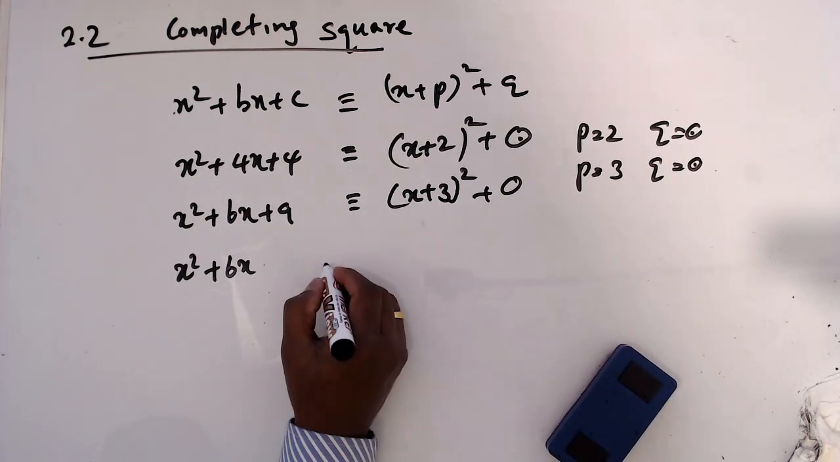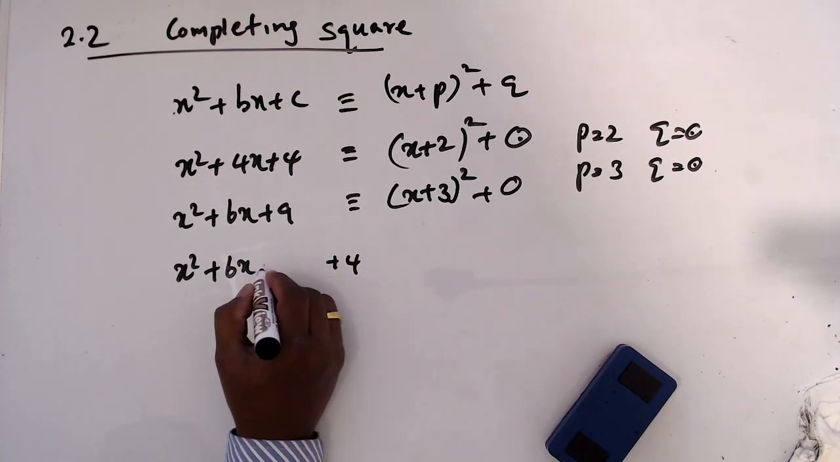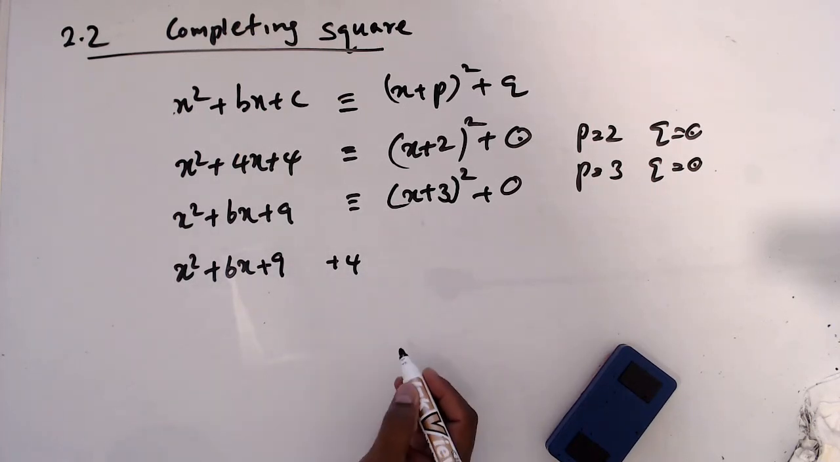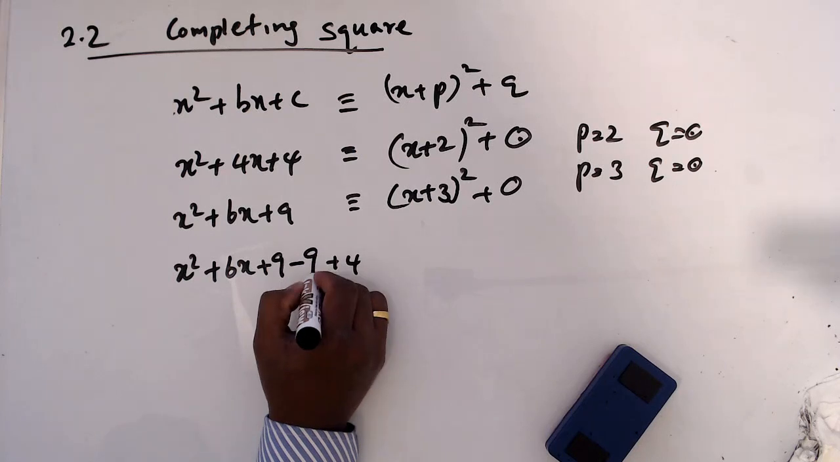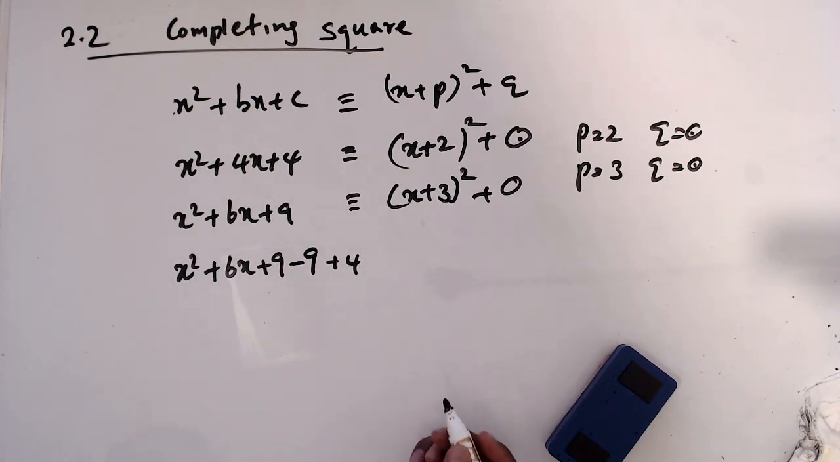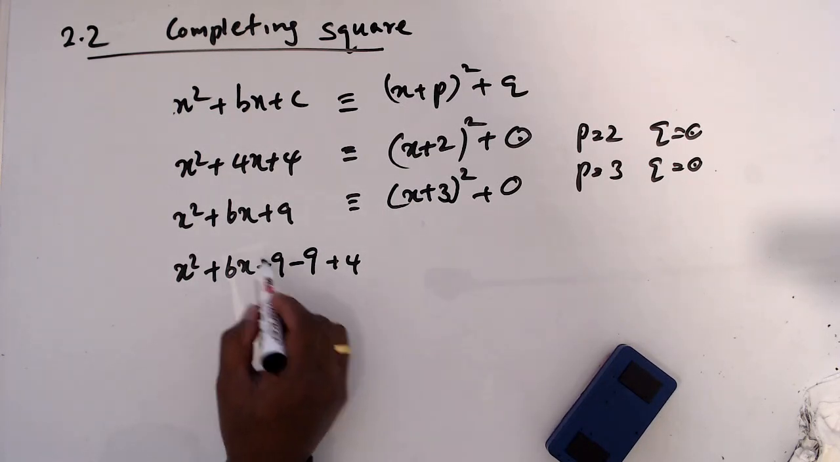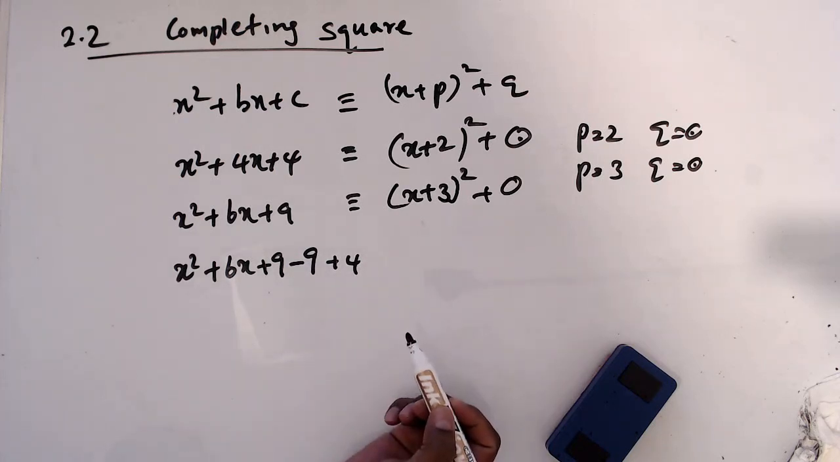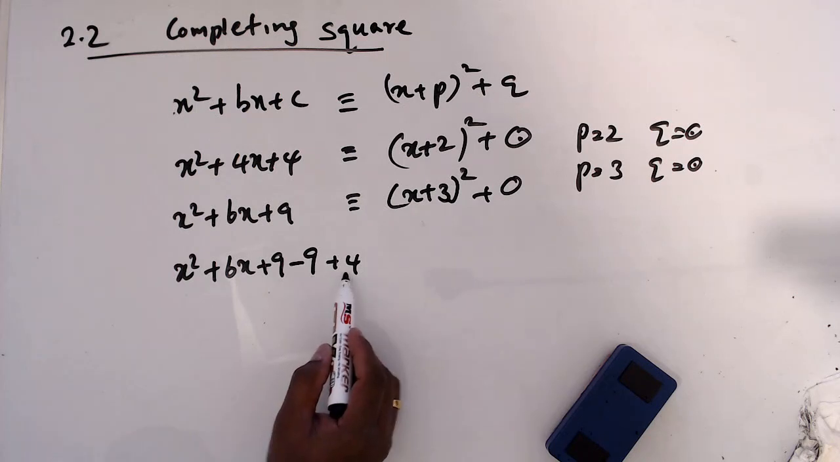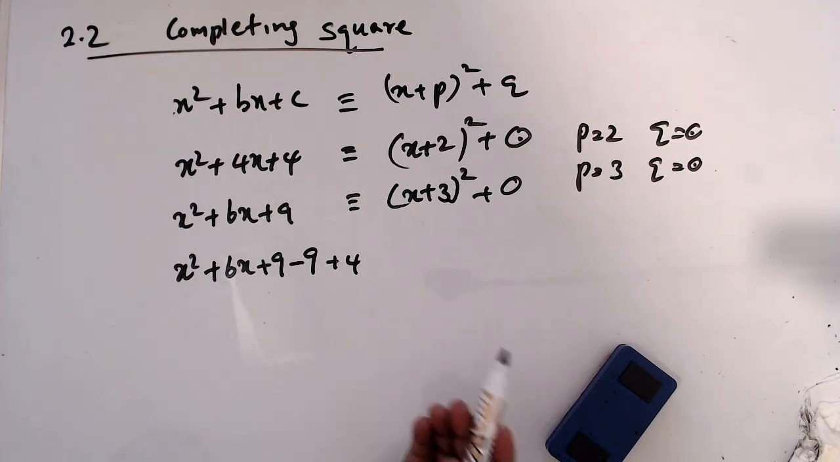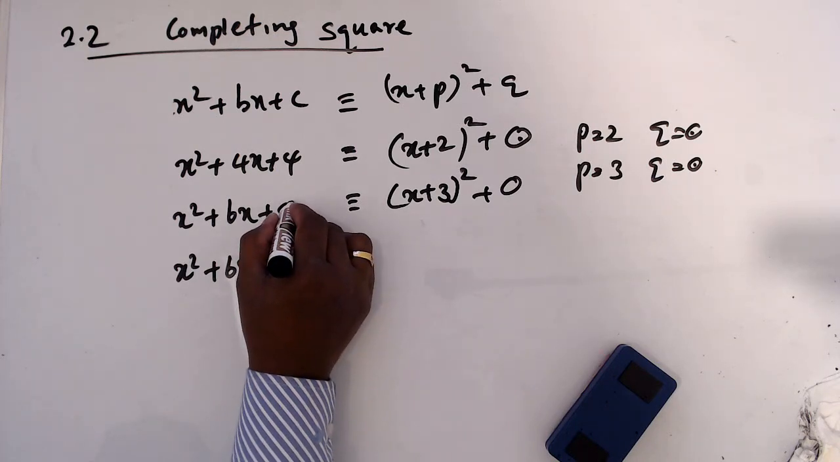I'll keep that 4. I'll push this 4 a bit away. So I'll add 9, and I'll minus 9, because plus 9 minus 9 cancel out. And still I have x squared plus 6x plus 4. I didn't make any change to this sum.